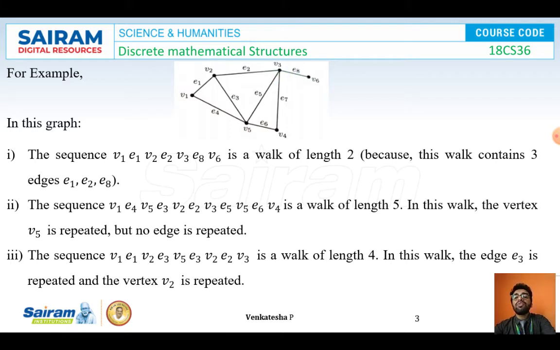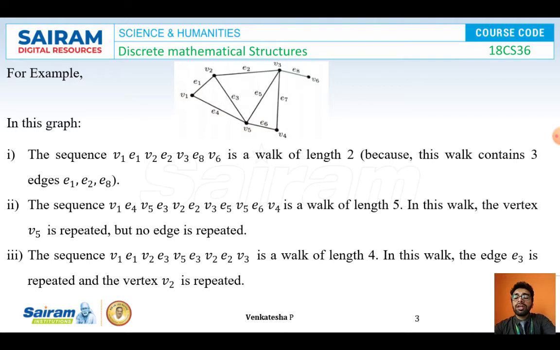The next sequence is v1 e4 v5 e3 v2 e2 v3 e5 v5 e6 v4. The walk moves like this, v2 e2 v3 e5 v5 e6 v4. The length of this walk is 5, because it contains 5 edges. We can note that the vertex v5 is repeated here, but no edge is repeated.